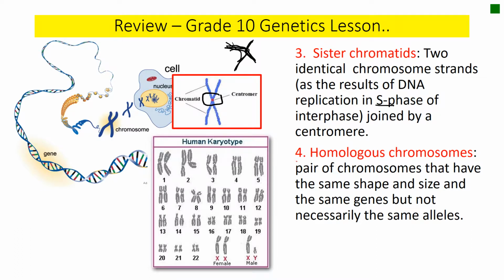And the next one that we have learned is called homologous chromosomes. Now, if you see the picture of human chromosomes, you can see that all chromosomes are in pairs. I hope you still remember from grade 10, this state is called diploid. So what are homologous chromosomes? Homologous chromosomes are pairs of chromosomes that have the same shape and size and have the same genes, but not necessarily the same alleles. What are these?